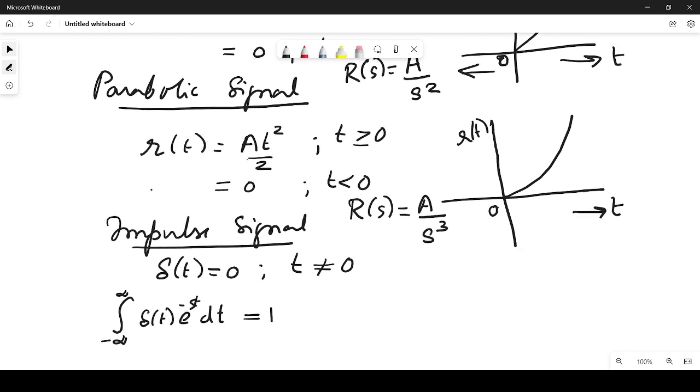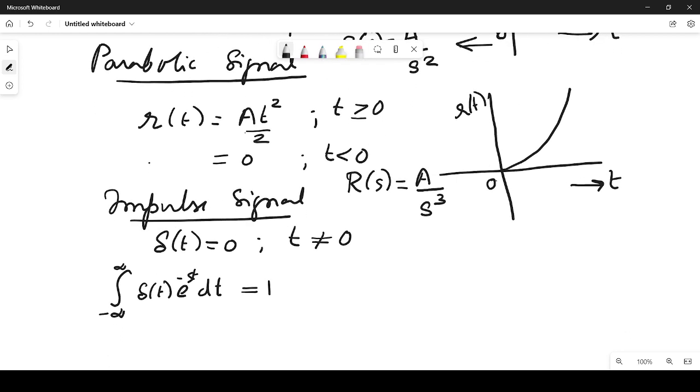Now we have another signal, that is the impulse signal. It is generally represented as delta t. Here the impulse signal is represented like this, with t equal to 0. Impulse signal means it is present only at t equal to 0. It is a spike present at t equal to 0. We generally represent it as delta t. That is the impulse signal.